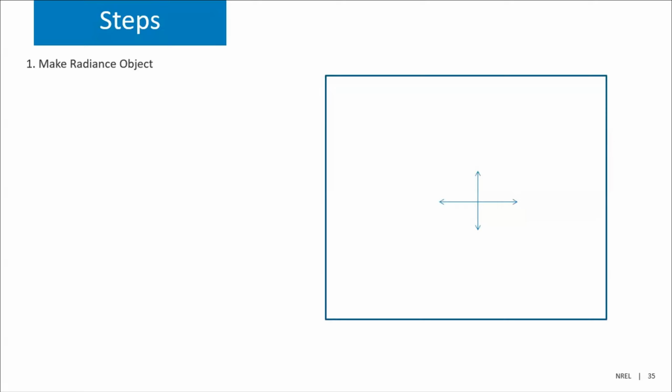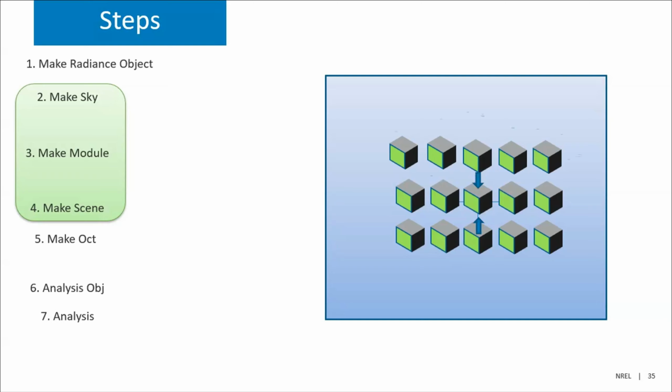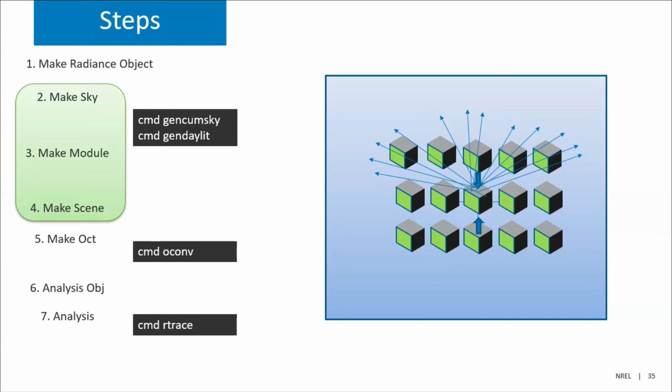We make what we call a radiance object, which is this world. We make a sky, we make a module, then the module gets replicated, and then all of those three elements get copied to that object. Then we have an analysis object, which will say, okay, I want to know this module, so we do the analysis of the radiance. Yes. So those are the commands that we use.